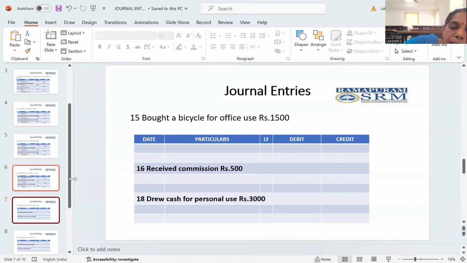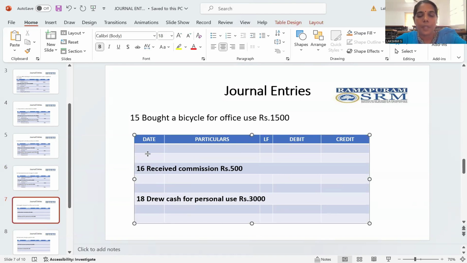Next one, 15th January, bought a bicycle for office use. The name of the product is given here. So bicycle comes into the business, bicycle account debit. Cash goes out of the business, to cash account, being the bicycle purchased for rupees 1,500.